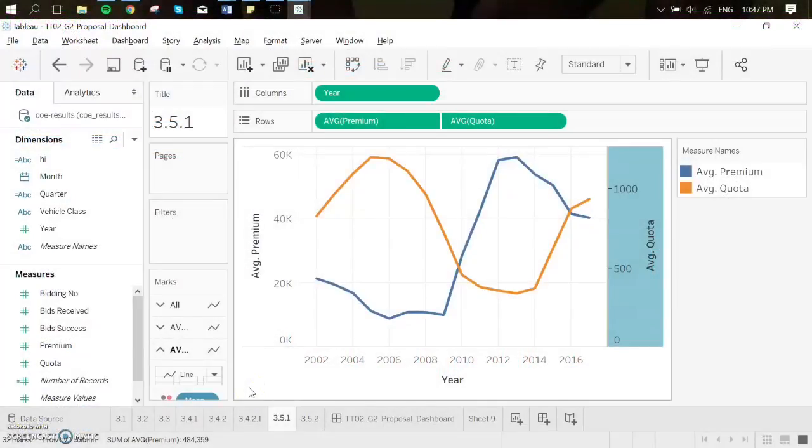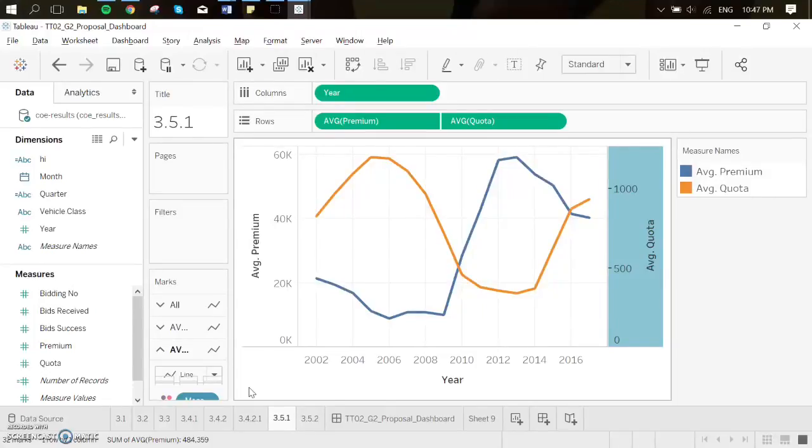For 3.5, we'll be looking at COE quota and premium. For our first business question, we'll be looking at the quota and premium trend, asking: is there any relationship between the quota and the premium? If relationships are observed, what could have caused this to happen?